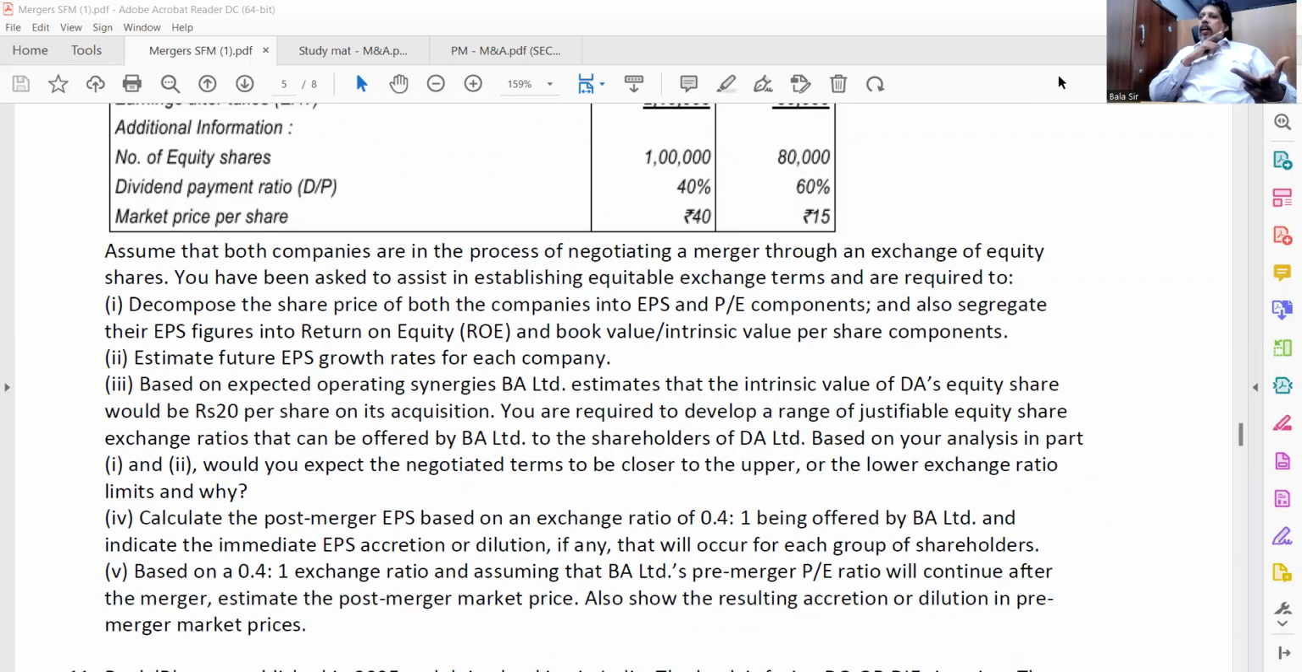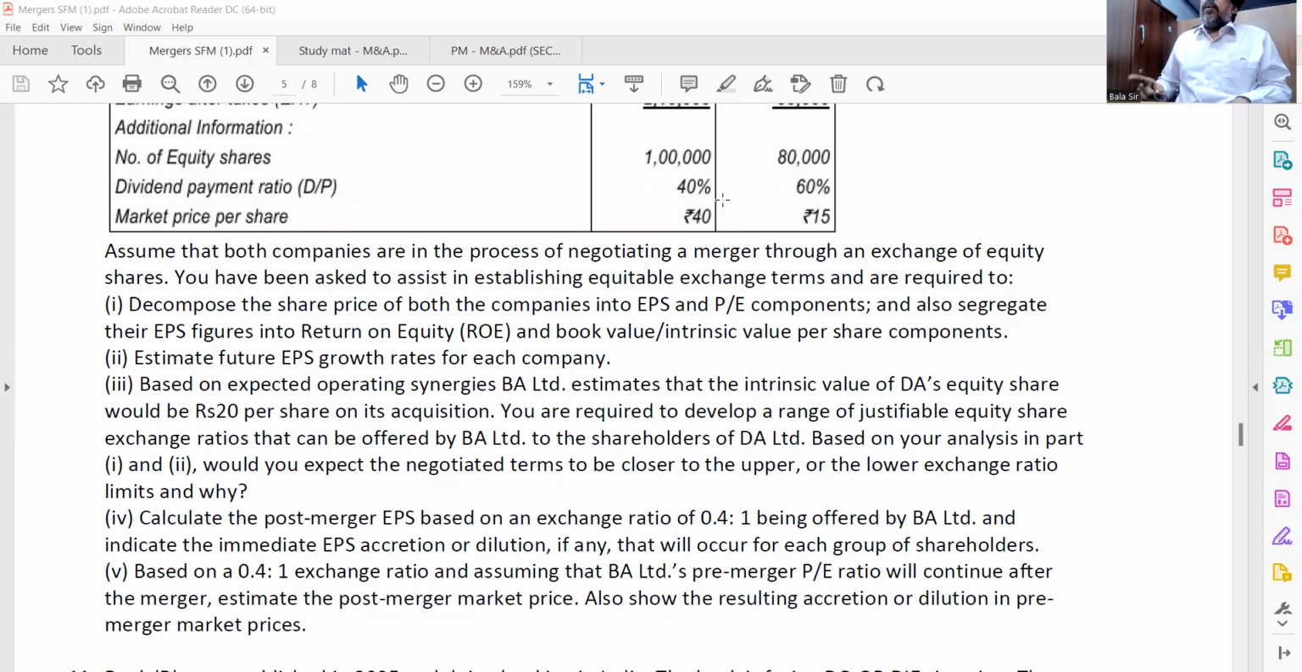Okay, so guys, let us start with subdivision 5, the question. Yes, ma'am. Yes, sir. So based on an 0.4:1 exchange ratio and assuming that BA Limited's pre-merger price earnings ratio will continue after the merger, estimate the post-merger market price. Also show the resulting accretion or dilution in pre-merger market prices.